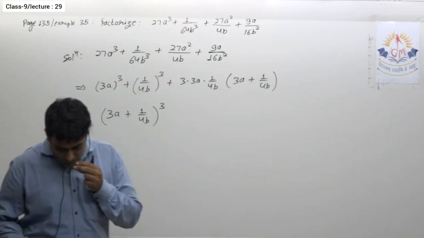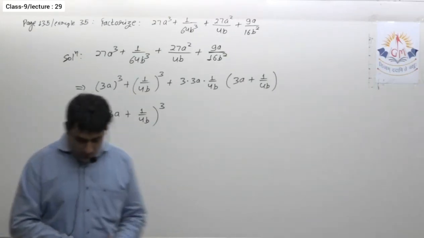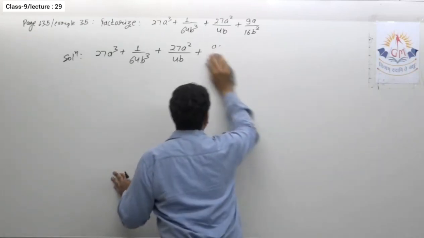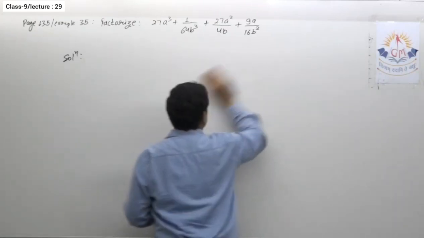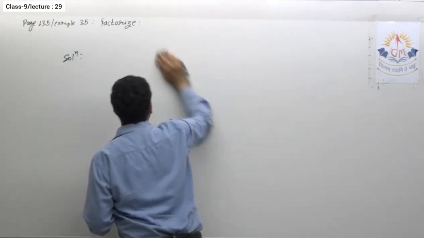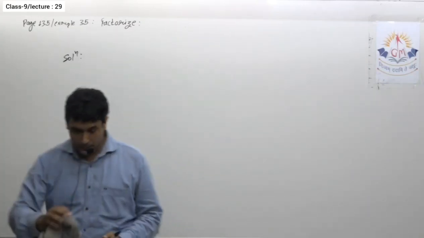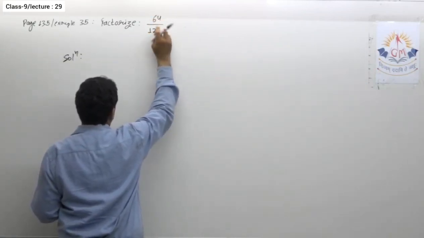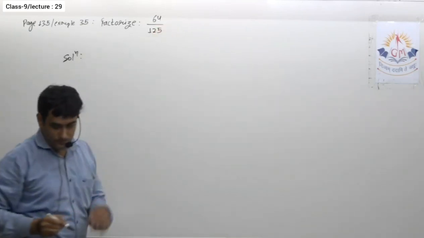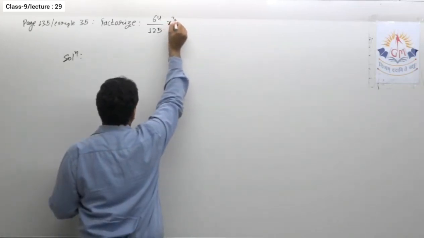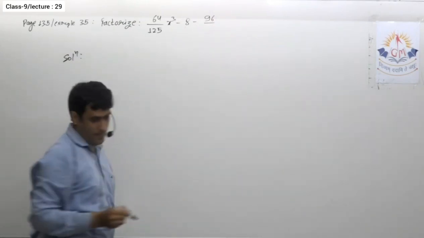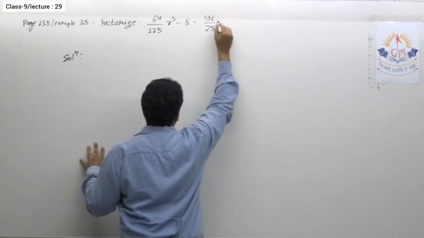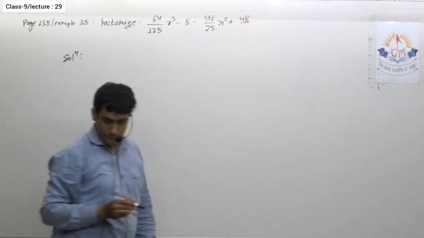Okay, so let us see one more question of the similar type. Example number 35, its second part: 64 upon 125 x cube minus 8 minus 96 upon 25x square plus 48 upon 5x.